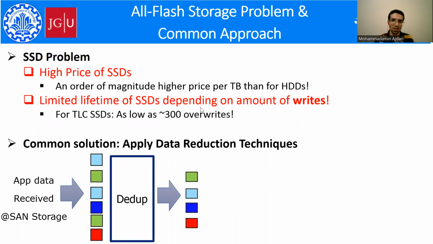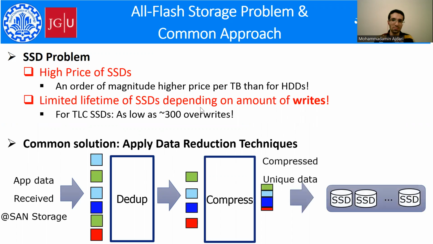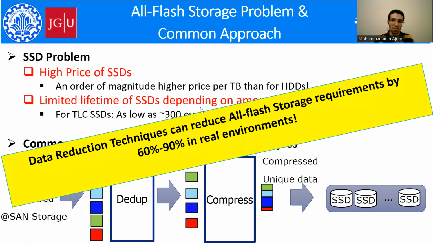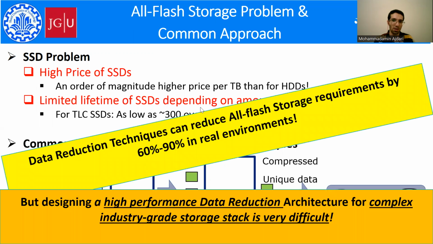Deduplication first eliminates data blocks with exactly the same content. To reduce the data footprint further, compression eliminates redundancies in each remaining block, and compressed non-duplicate blocks are finally written to the SSD array. The overall data reduction in real-world primary data scenarios may reduce storage requirements by up to 90%. But designing a high-performance data reduction architecture for an industry-grade storage stack is very difficult.